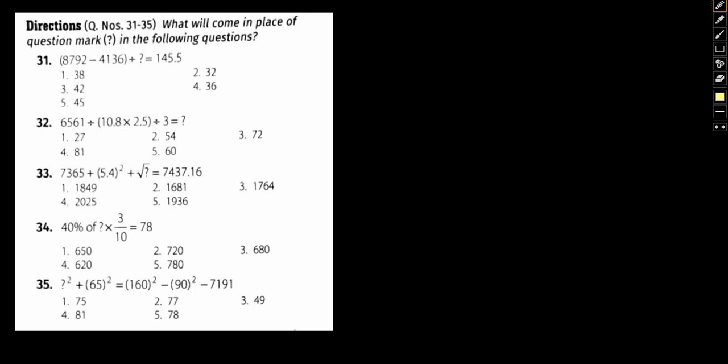So in this video we'll discuss the quant section of the paper basically. This year we see the quant section almost remains the same. It was a bit calculative in general and also a little bit tricky. So what we'll do is take a look at a few simple calculation based questions that have come across, question number 31 to 35. So let's take a look at this.